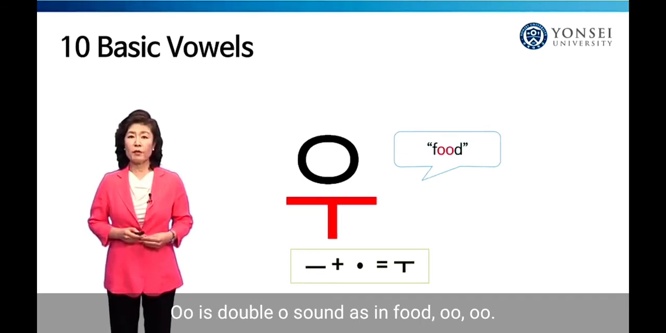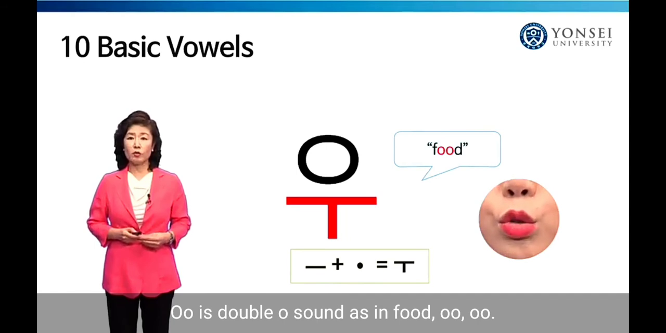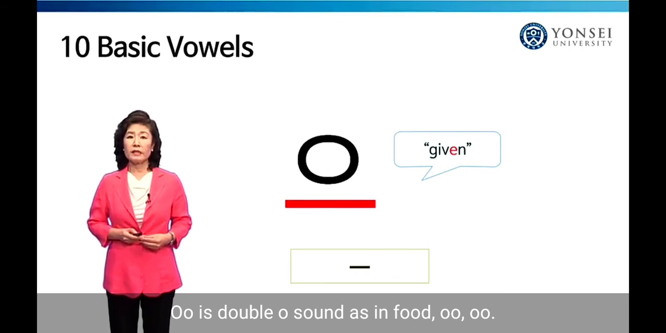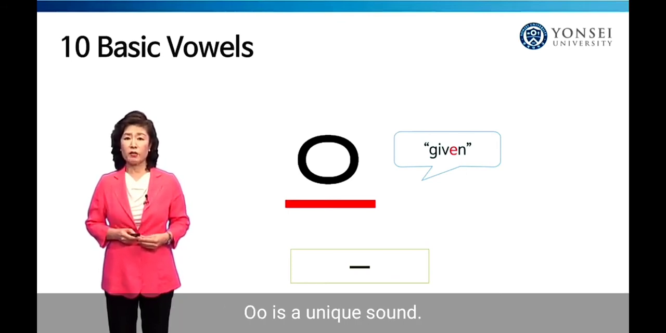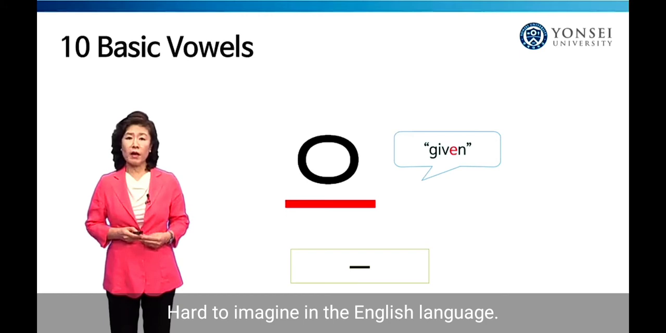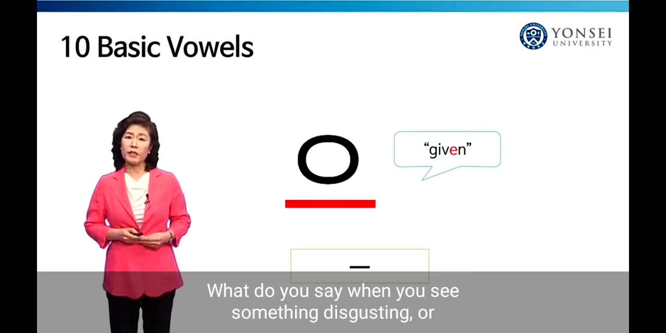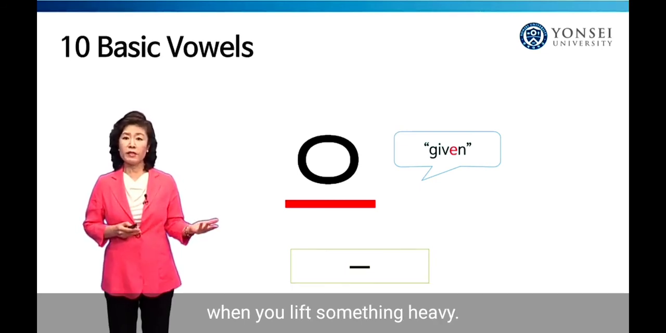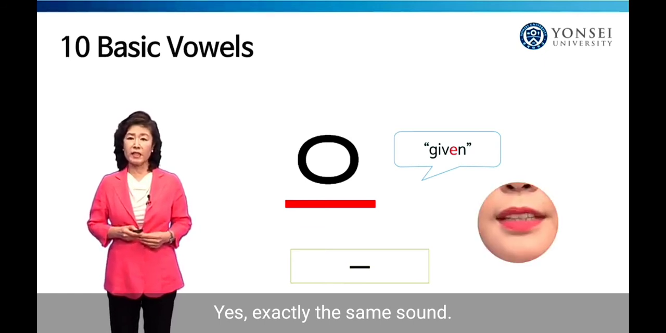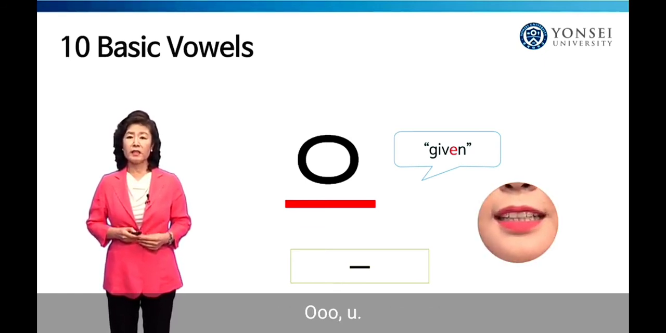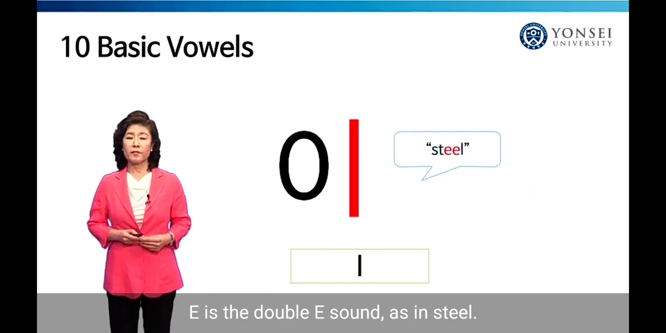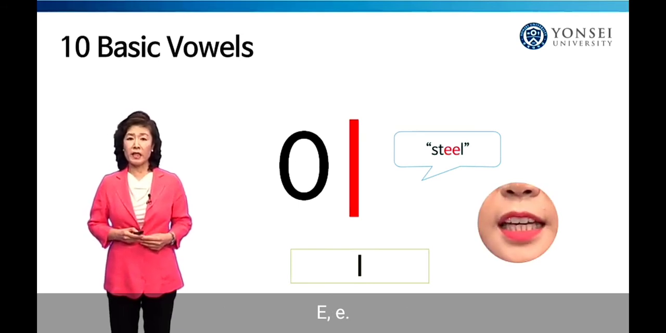U is the double O sound as in food. U. U is a rather unique sound, hard to match in the English language. It roughly sounds like the E in given. What do you say when you see something disgusting? Or when you lift something heavy? Yes, exactly the same sound. E is the double E sound as in steel. E.